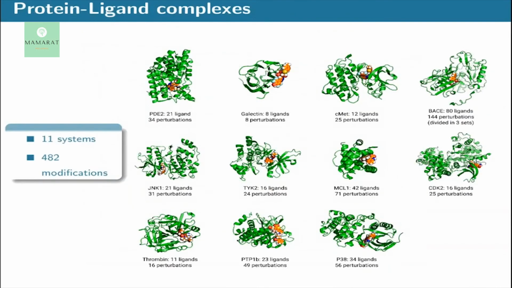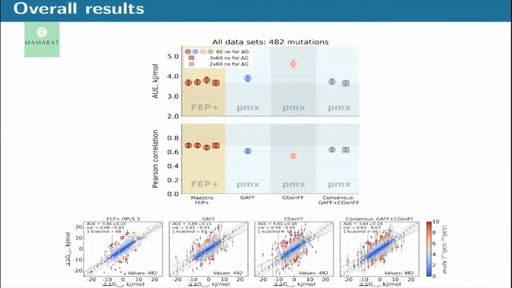Now we scanned 11 systems and probed almost 500 ligand modifications, and here is the overall summary of the results. There is a comparison of different force fields, GAFF, CGenFF, and our consensus, and on the left here we see also the FEP+, which is a different approach from a commercial software company, Schrödinger, which is frequently used in the pharmaceutical industry. If we look now at the accuracies in terms, for example, let's look at the average unsigned error.